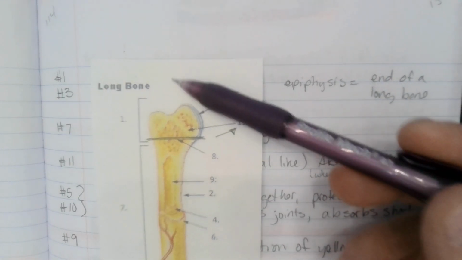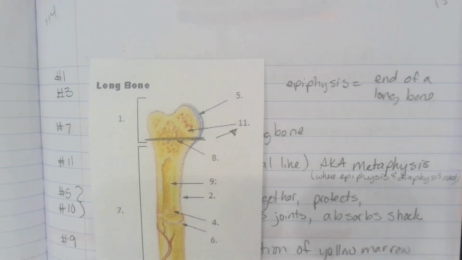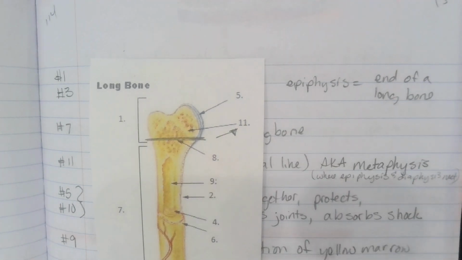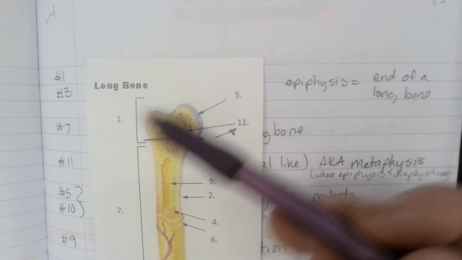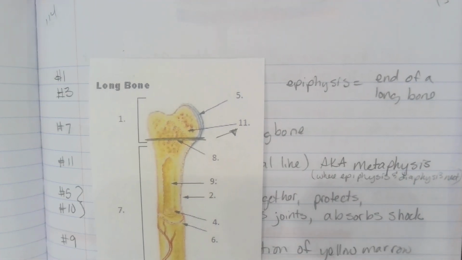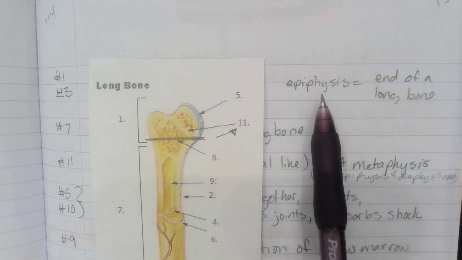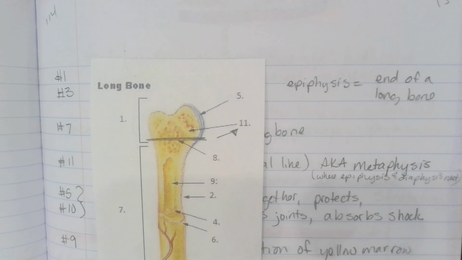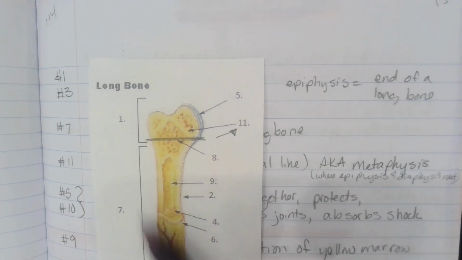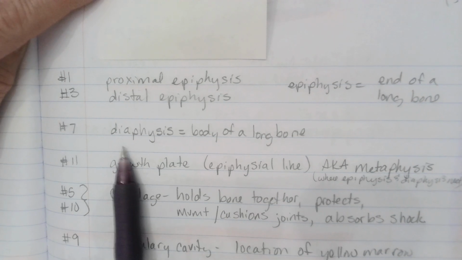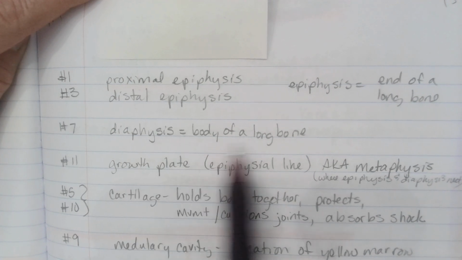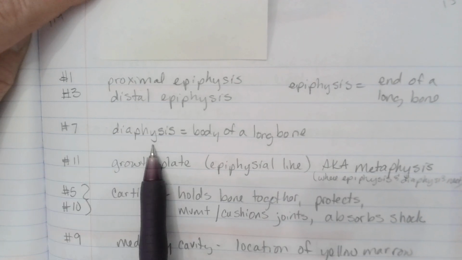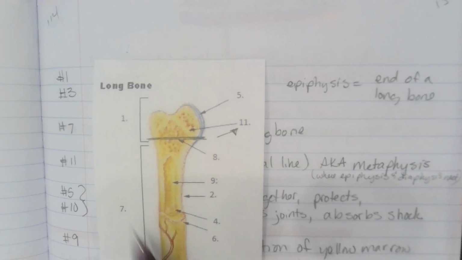Proximal means closer to the point of attachment, closer to the median of the body; distal means further away. So when we look at this bone, which looks like the humerus, this is the proximal epiphysis and this is the distal epiphysis. The epiphysis is just a word that means the end of a long bone. All right, number 7, this section right here, is the diaphysis. The diaphysis is kind of like the body or the shaft of a long bone.